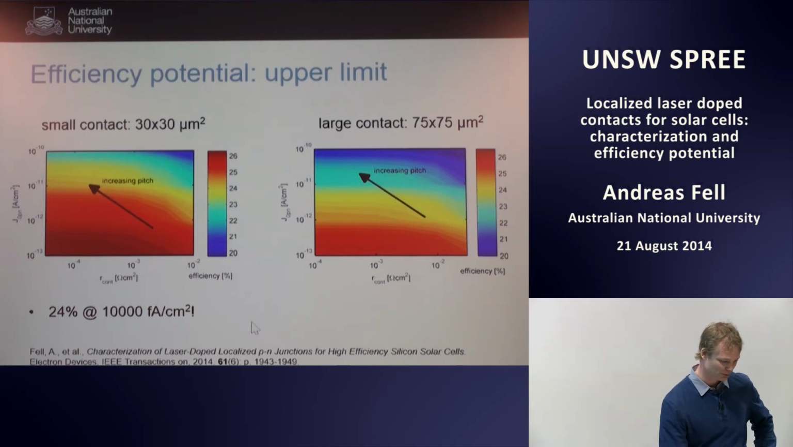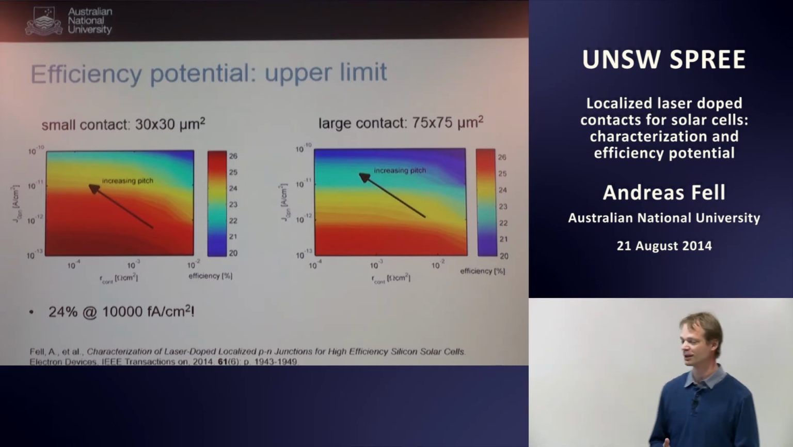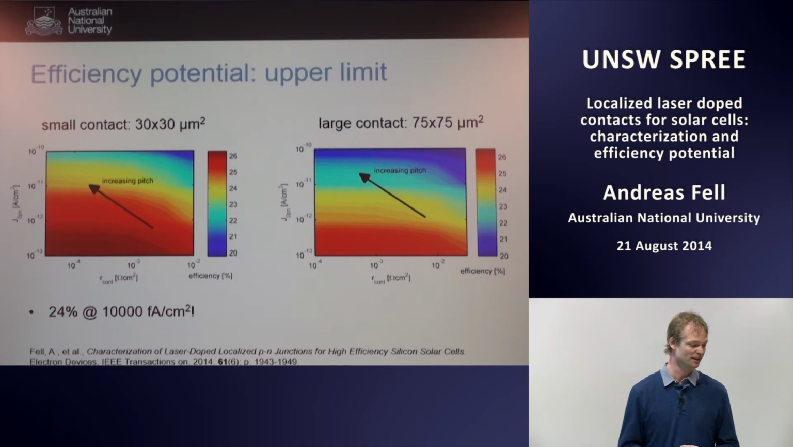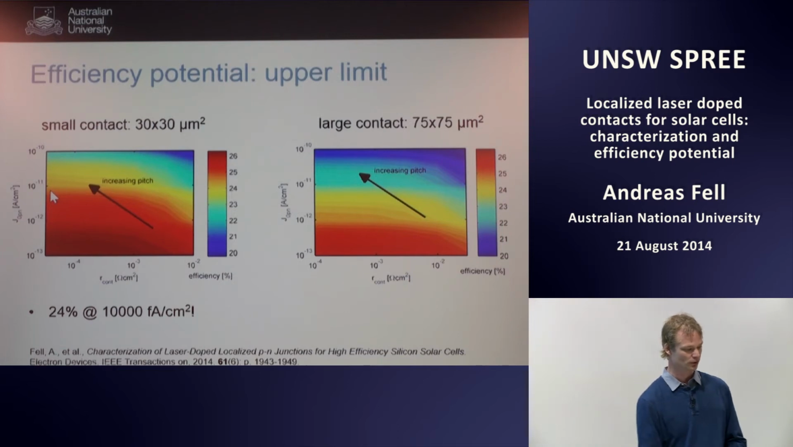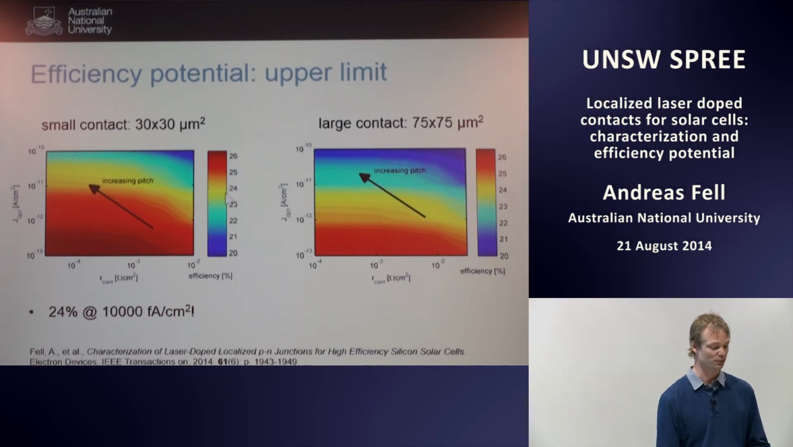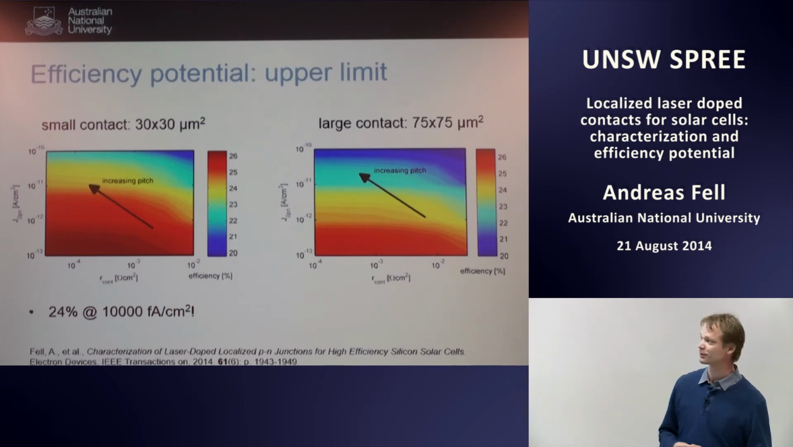And what I want to point out here, which was a surprise to me actually: if you look, this 10 to the power of minus 11 is 10,000 femtoamps, which probably everyone would consider a terrible recombination. But if you had 10,000 femtoamps on your localized contact, you could still reach above 24% efficiency. So maybe that was not a surprise to others, but it was a surprise to me.